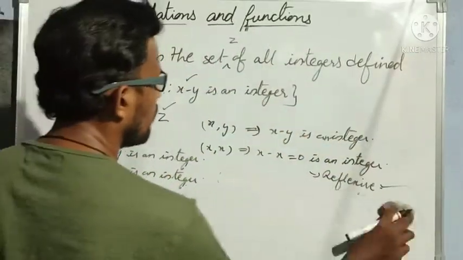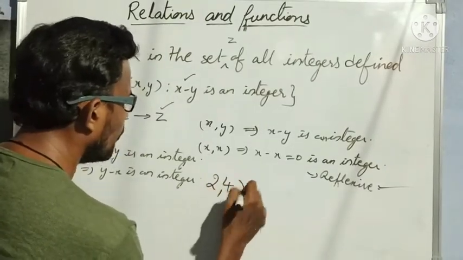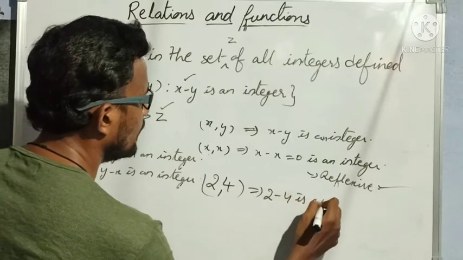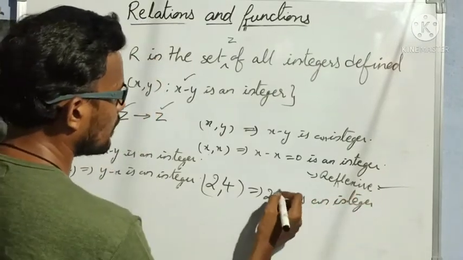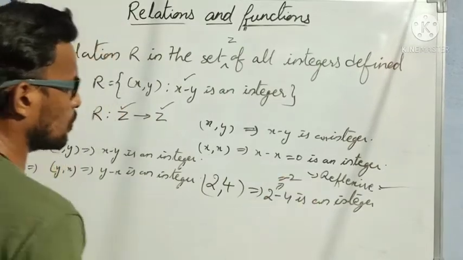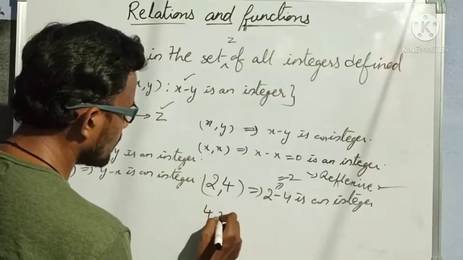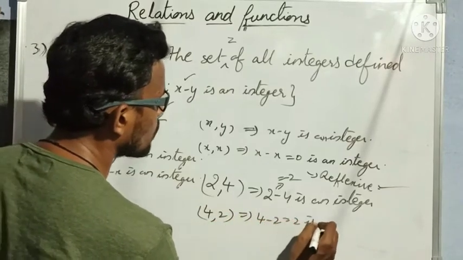So once again I will write somewhat big. See here, 2 comma 4 implies 2 minus 4 is an integer. So what is the value of 2 minus 4? It is nothing but minus 2. So minus 2 is an integer, right? Yes. So if I take reverse of this, that is 4 comma 2 implies 4 minus 2 is equal to minus 2 is an integer.